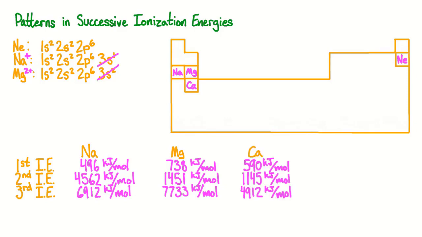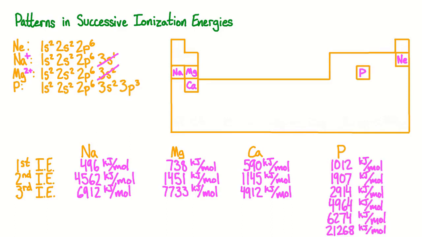So another alkali earth metal, like calcium, will show the same pattern in 1st, 2nd, and 3rd ionization energies as magnesium. We see a relatively low first and second ionization energy of 590 kilojoules per mole and 1,145 kilojoules per mole, and then a sharp increase at the third ionization energy of 4,912 kilojoules per mole. This pattern continues across the periodic table.